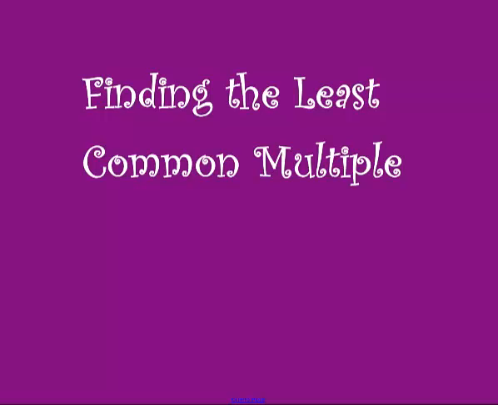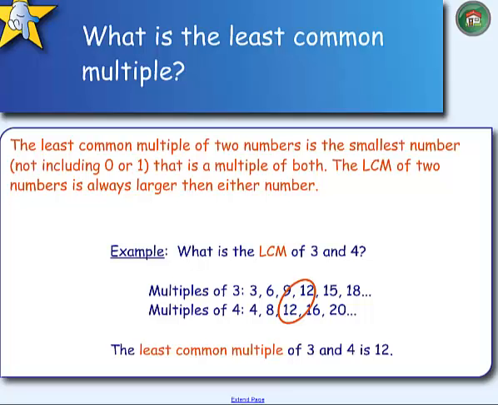This lesson is on finding the least common multiple. The least common multiple of two numbers is the smallest number, not including 0 or 1, that is a multiple of both. The least common multiple of two numbers is always larger than either number.